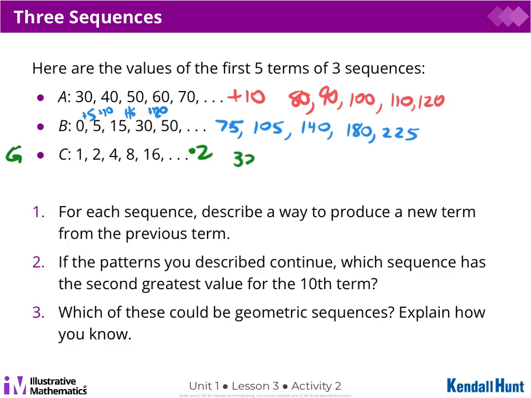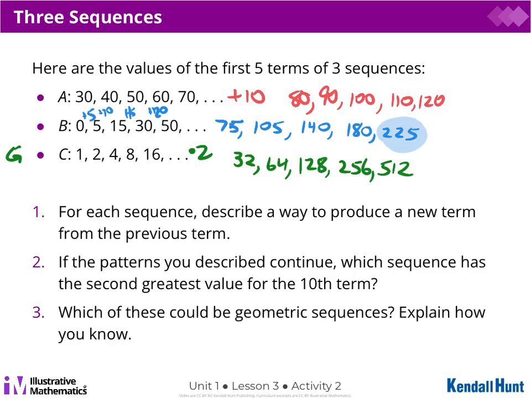For the next one, 16 times 2 is 32. Times 2 is 64. Times 2 is 128. Times 2 is 256. Times 2 is 512. Which one has the second greatest value? The green one has the greatest. The blue one has the second greatest. So let's highlight that. That's the second greatest.